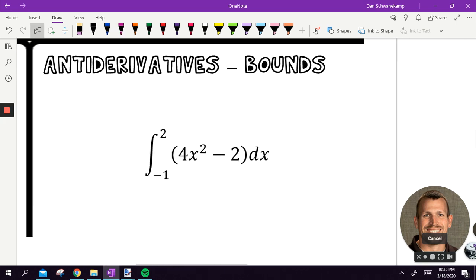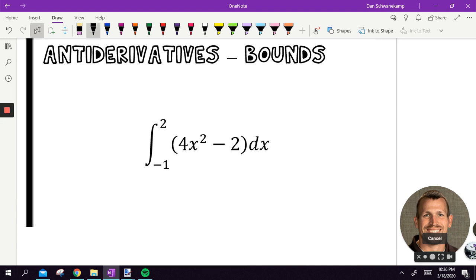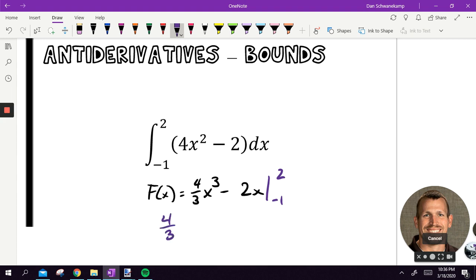One more here. I think I'm going to cut this video into 2 parts just because. Antiderivative with bounds, so we're going to find the antiderivative, capital F of x. The antiderivative of 4x squared, add 1 to my exponent, divide by my new exponent. We would go plus c, but we've got bounds. So remember when we've got bounds, it's -1 and 2. We're going to plug in 2, so 4/3 times 2 cubed minus 2 times 2.